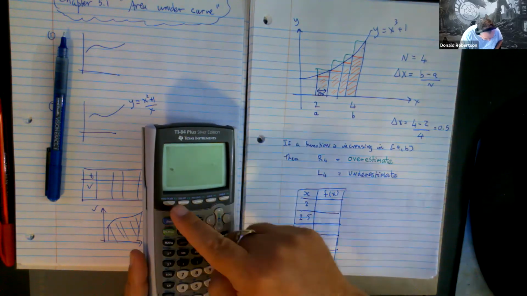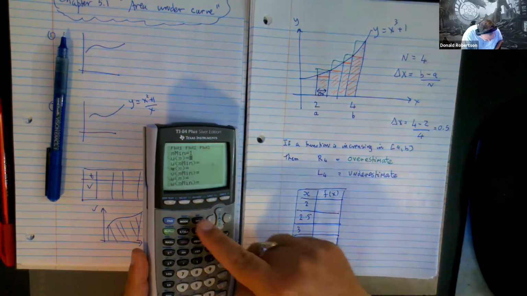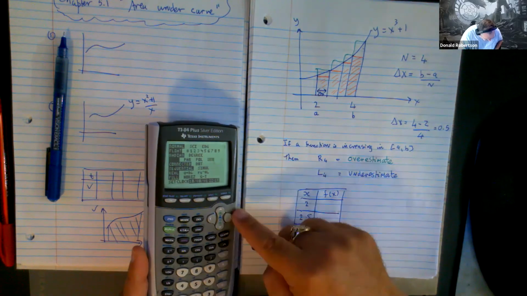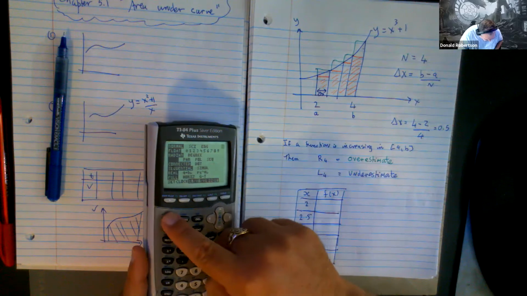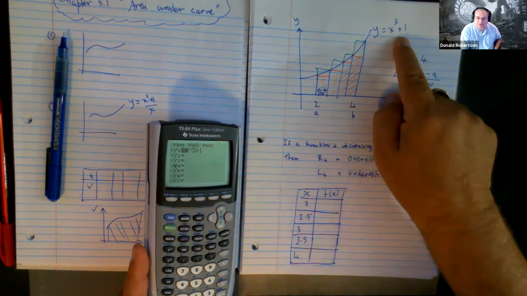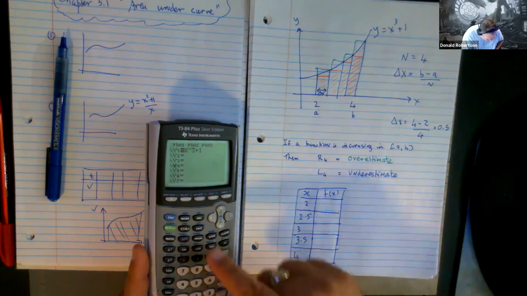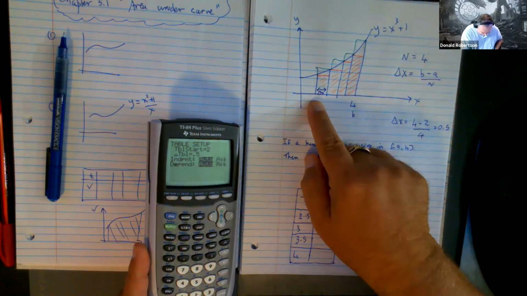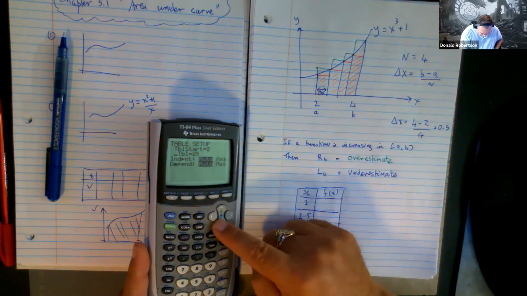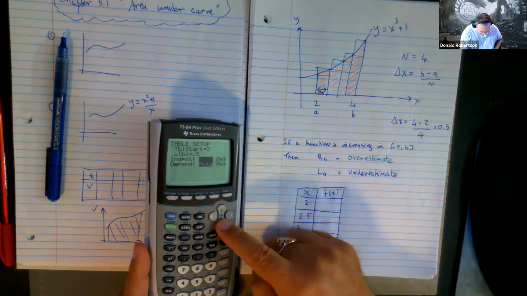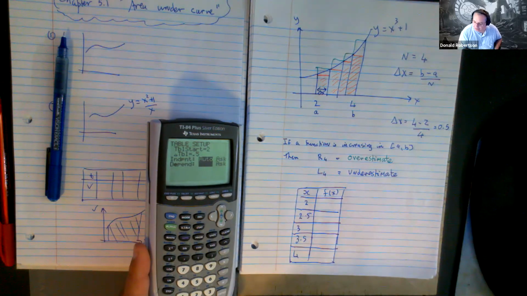So I'm going to go y equals, oops, that's for a different class. Okay, back to what we should be. I'm going to go y equals, I'm going to type in x cubed plus 1. I'm going to do second table. I'm going to start at 2. Delta x is 0.5. And it's set up as auto and auto. So you see it's all set up for me.